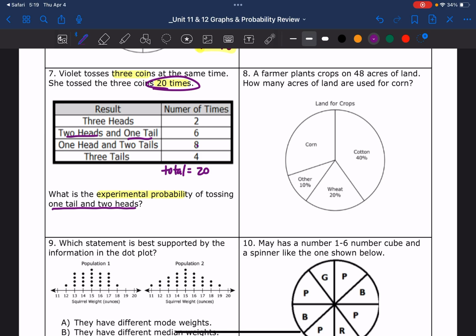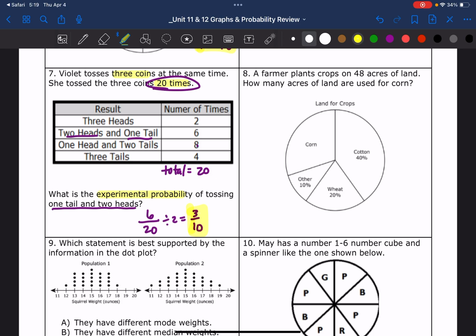This is just one fraction, okay? And here it's a total of 20, and then there is 6 times that they landed on 2 heads and 1 tail. Can we divide? Yes, we can. We divide by 2, okay? 6 divided by 2 is 3. 20 divided by 2 is 10. This is our answer, okay?